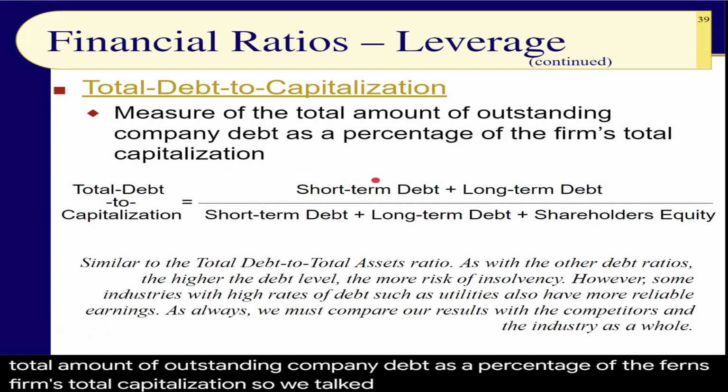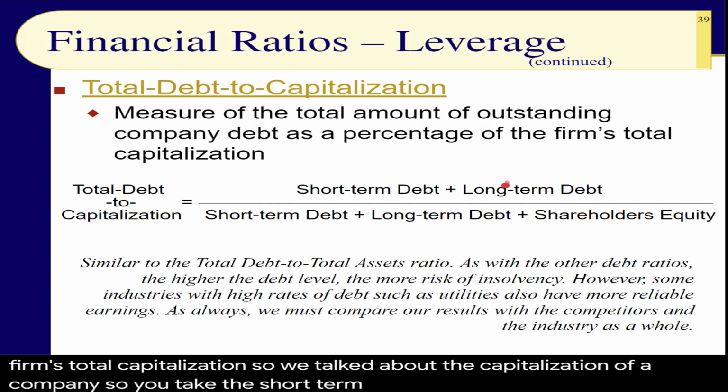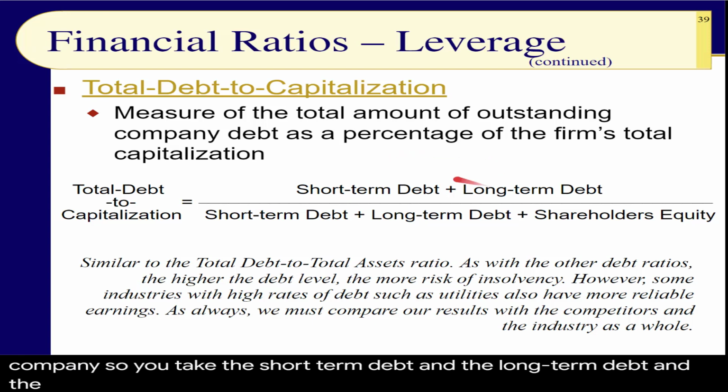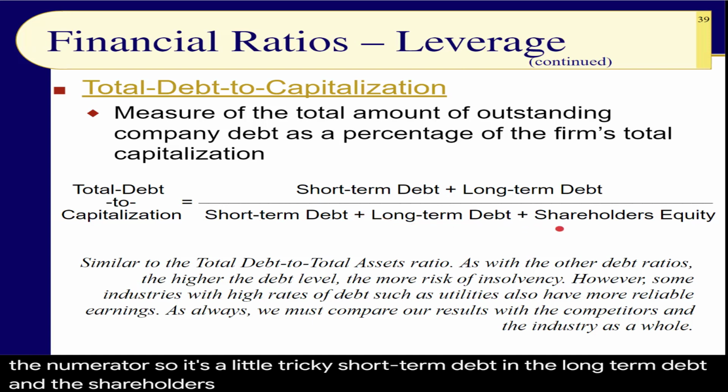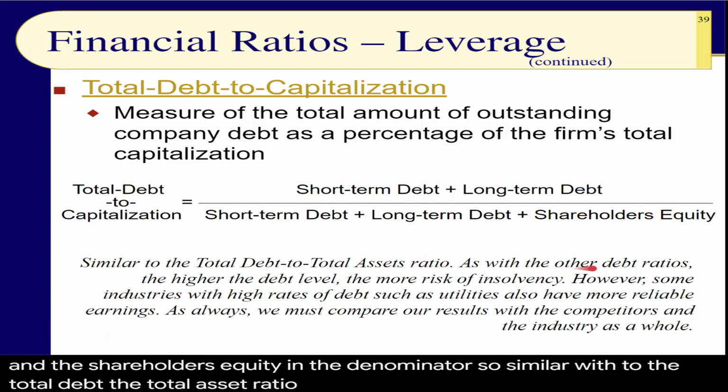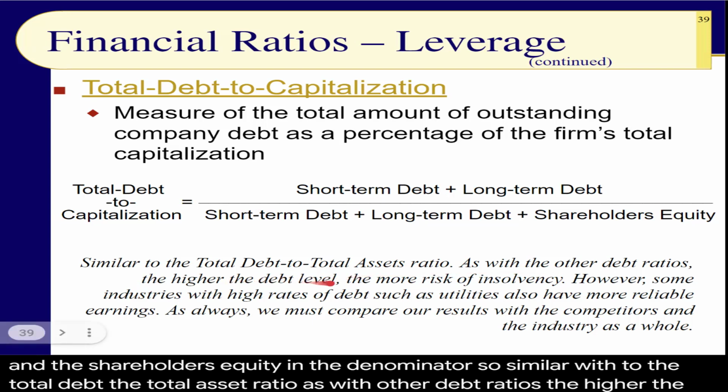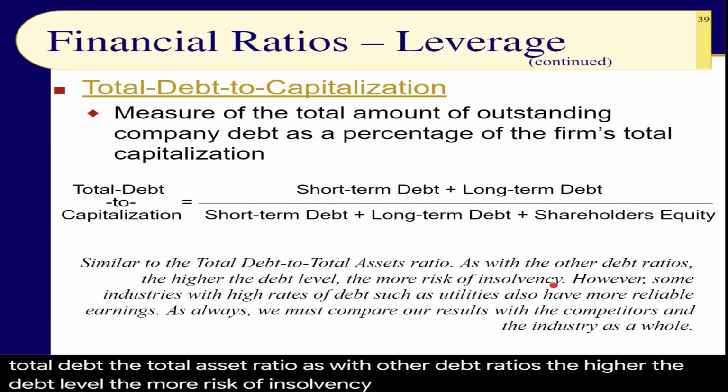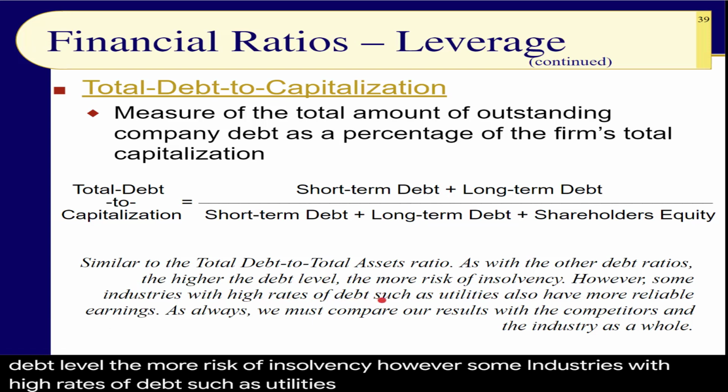So we talked about the capitalization of a company. So you take the short-term debt and the long-term debt in the numerator, so it's a little tricky. Short-term debt and the long-term debt and the shareholders' equity in the denominator. So similar to the total debt to total asset ratio, as with other debt ratios, the higher the debt level, the more risk of insolvency. However, some industries with high rates of debt, such as utilities, also have more reliable earnings.